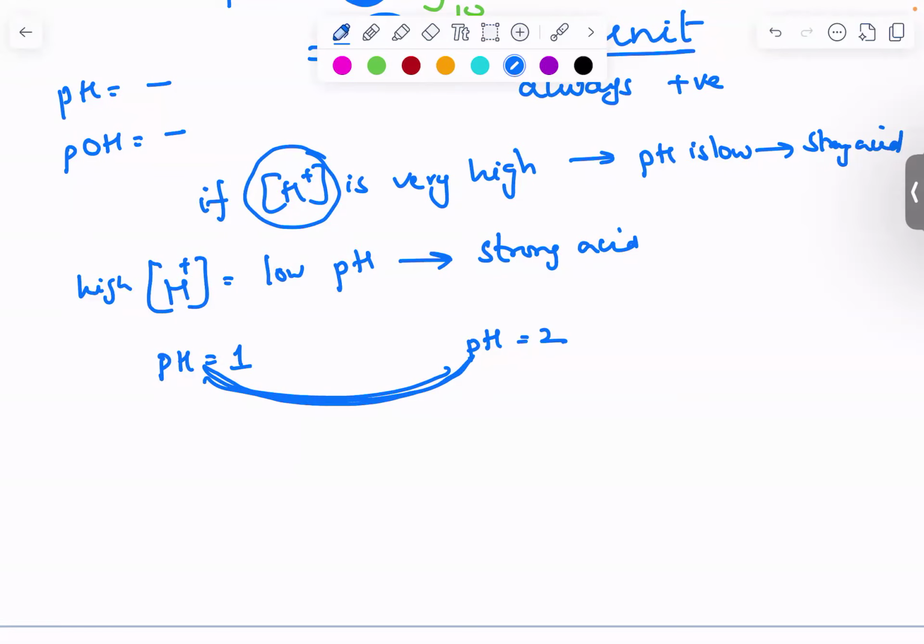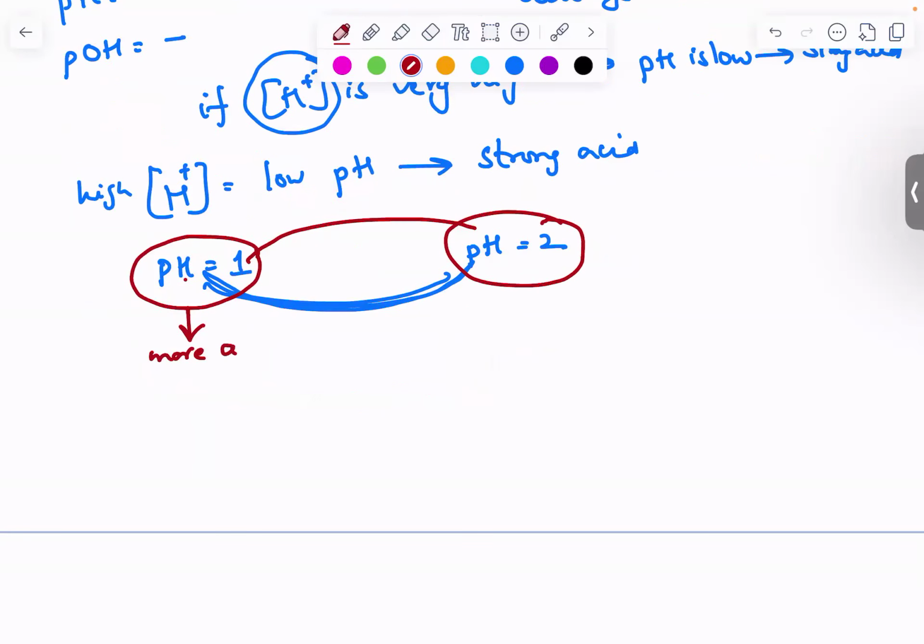All right, I'm repeating. Now, look, pH 1 is changing into pH 2. So this is more acidic, this is less acidic. So what does it mean?